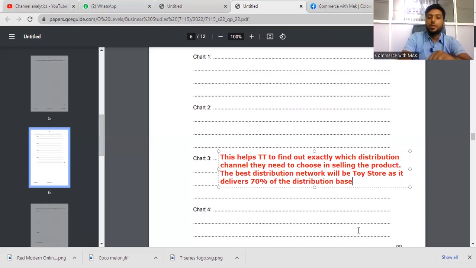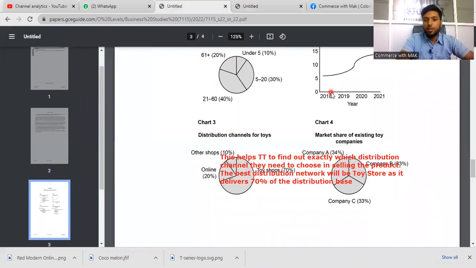Yes. Okay, so now we also understood chart number 3. Let's not waste more time on all the ways of distribution. This was the easiest way to distribute because that gives you 70% chance to make sure that the product reaches the consumer. So then the chart 4.